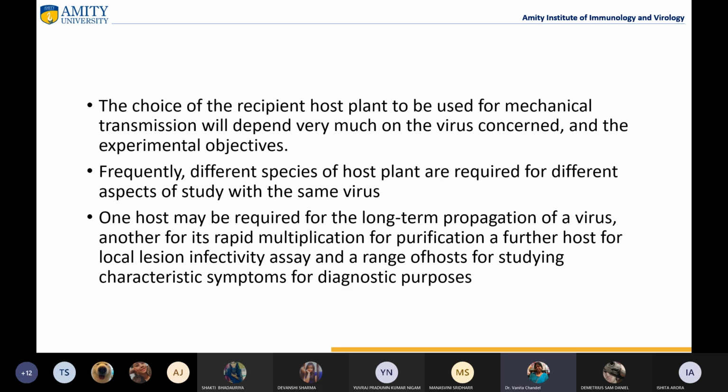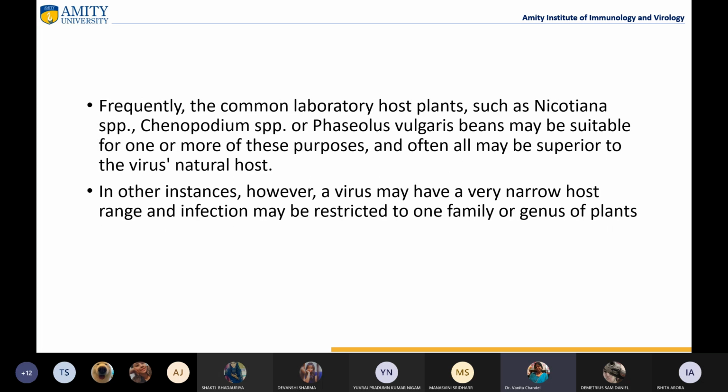The choice of the recipient host plant to be used for mechanical transmission depends on the virus and experimental objectives. So usually there are different host plants which are very commonly used for purification purposes. It also depends upon whether we want to store the virus for long-term propagation, or it is just a rapid multiplication for purification purposes. So what kind of experiment we want to do? On that also the selection of the host depends.